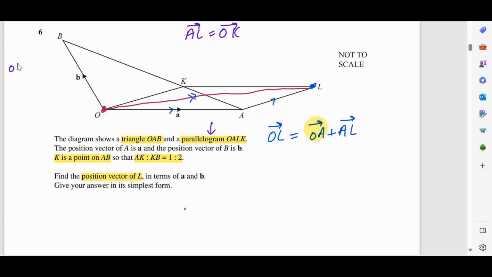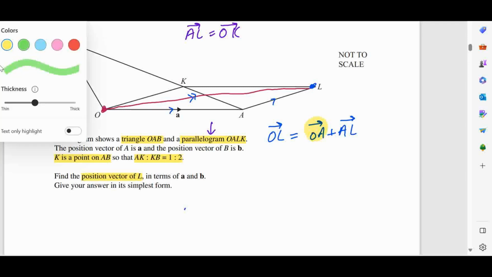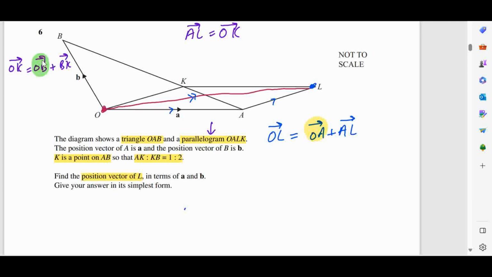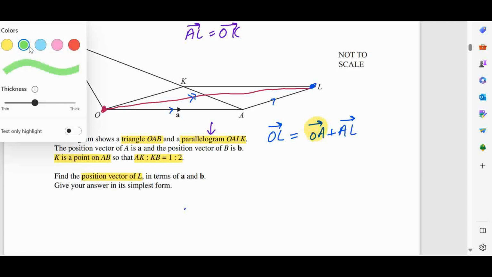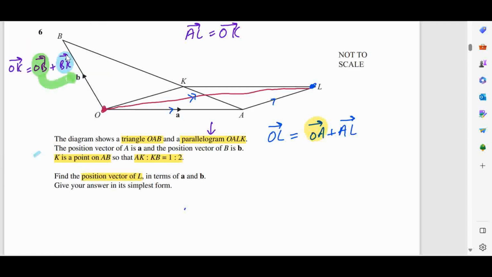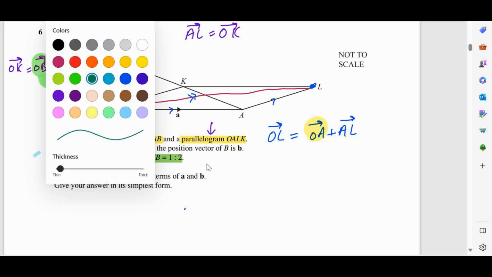So vector O to K will be equal to OB plus BK. Now we are very clear that vector OB is equal to small a, but we are not clear about the vector BK. So first of all we need to find the vector BK. For vector BK we will use this thing, that AK ratio KB. So AK ratio KB, what does this line mean?